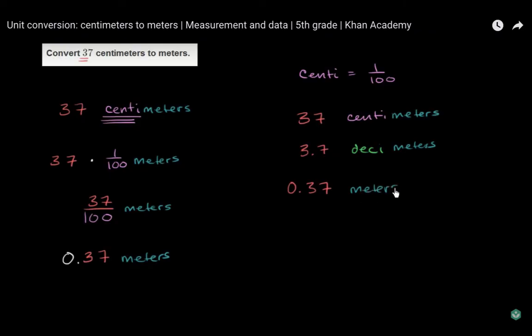So one way to think about it is to go from centimeters to meters, you're going to divide by 100. Dividing by 100, you would move the decimal space over to the left 2 times. Doing it once divides by 10. Doing it twice divides by 100. So you get to 0.37 meters.